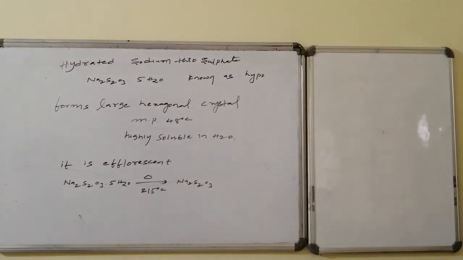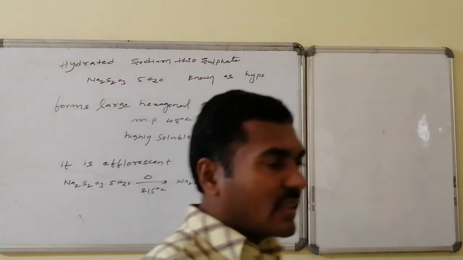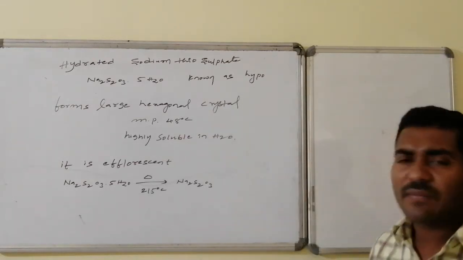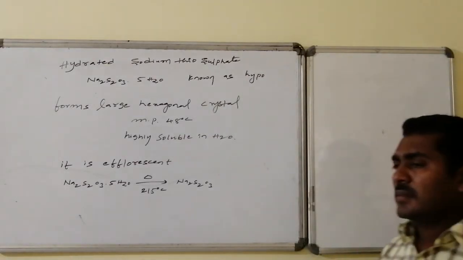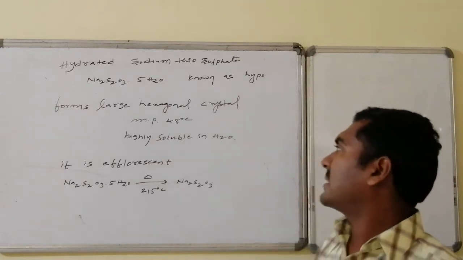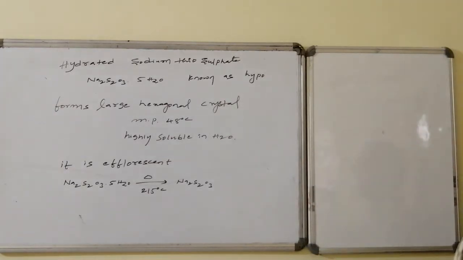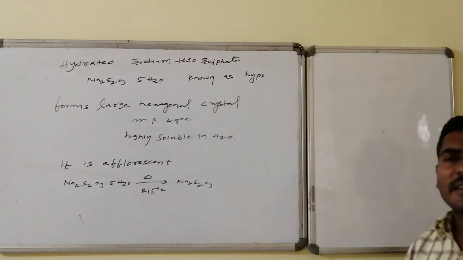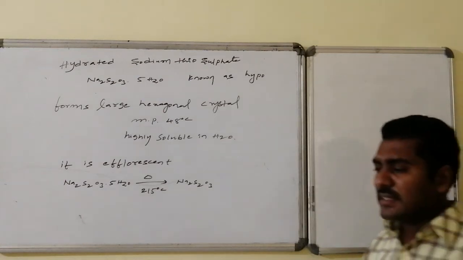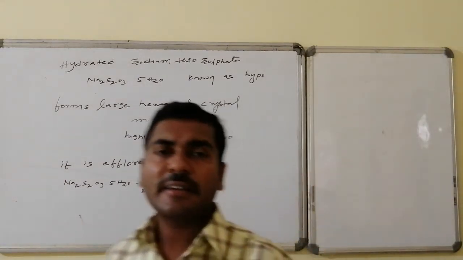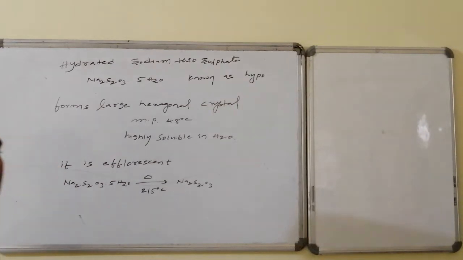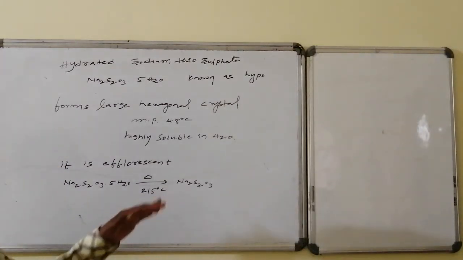In hydrated form, sodium thiosulfate 5H2O is known, which is also known as hypo, and it is a crystalline substance. That crystalline substance is hexagonal, and it forms very large bulky crystals, and its melting point is 48 degrees centigrade, and it is highly soluble in water. Whereas it is efflorescent in nature, on heating to 215 degrees centigrade, it loses water and is converted to powdered form.